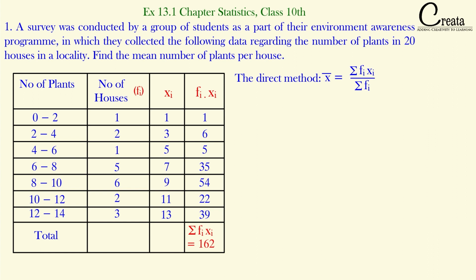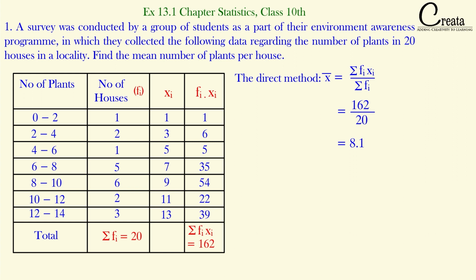In the denominator, we have to find the sum of fi, that is the addition of all the frequencies, which is 20. So we got numerator and denominator. Let's put it and apply. We got the mean as 8.1. That is the answer, the average or the mean number of plants per house. So we can say this society is having the average or the mean as 8.1 plants per house. Got it?